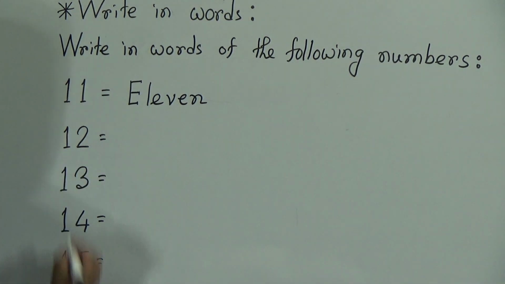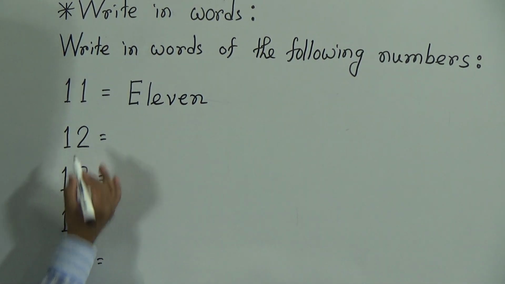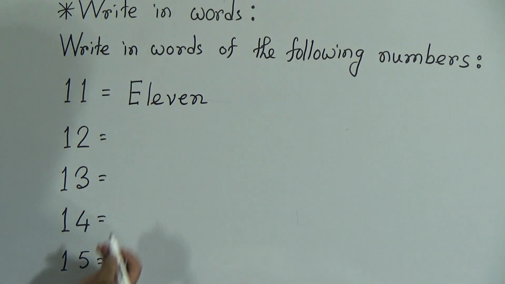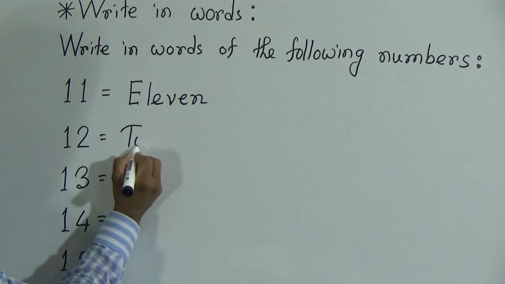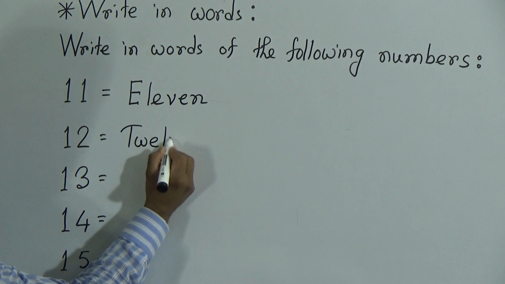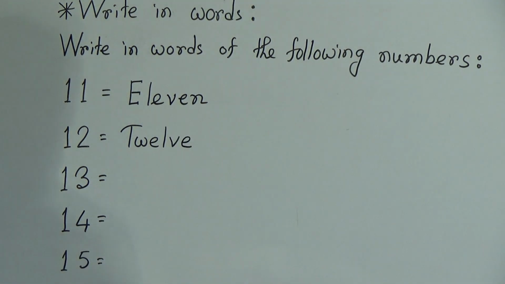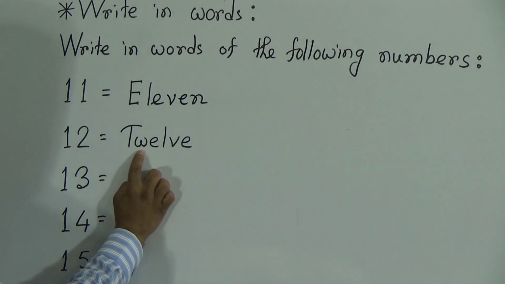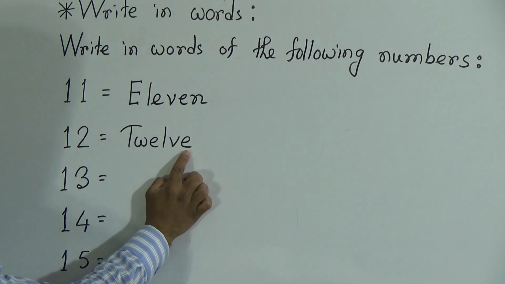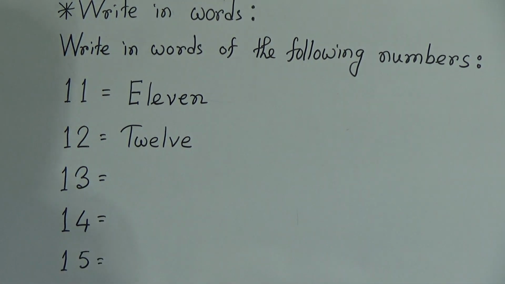My dear students, the next number is 12. 1 and 2 makes the number 12. The spelling of 12 is T-W-E-L-V-E, 12. Okay, I repeat, T-W-E-L-V-E, 12 in words.